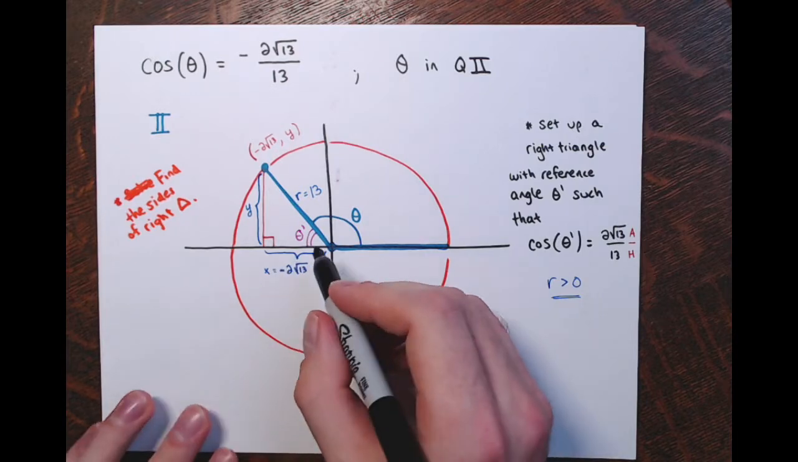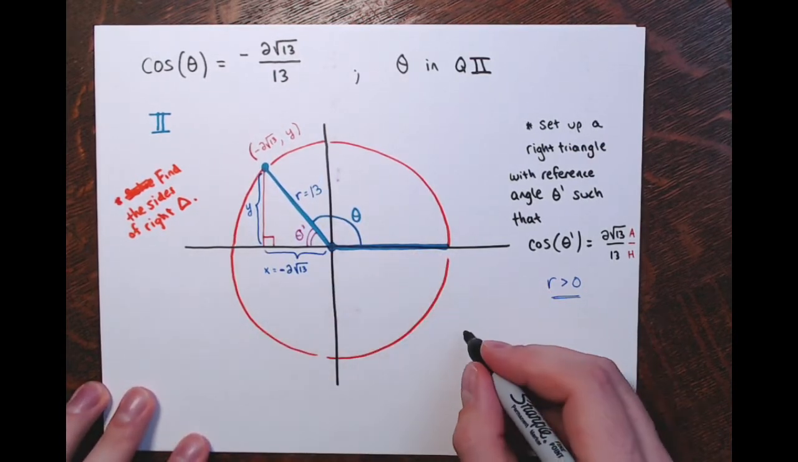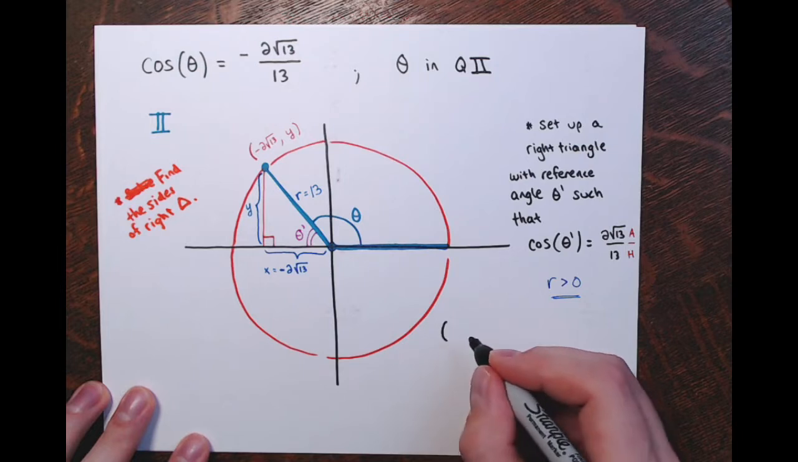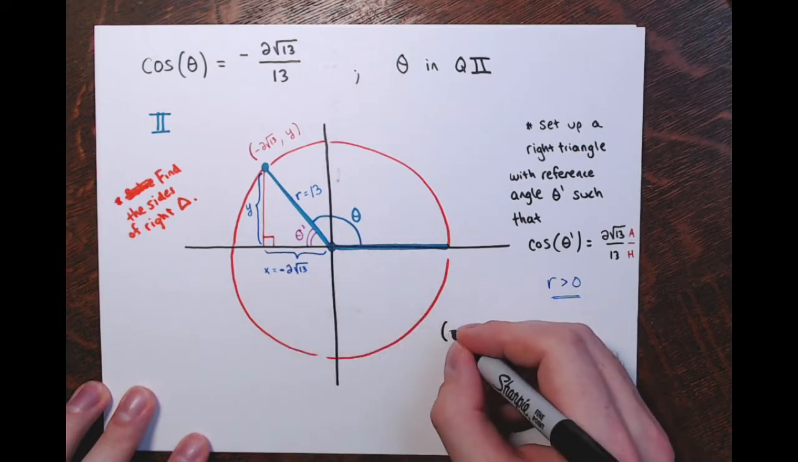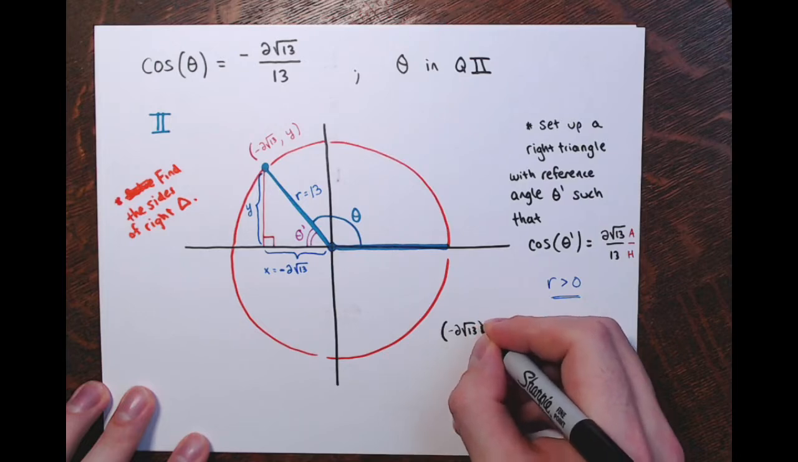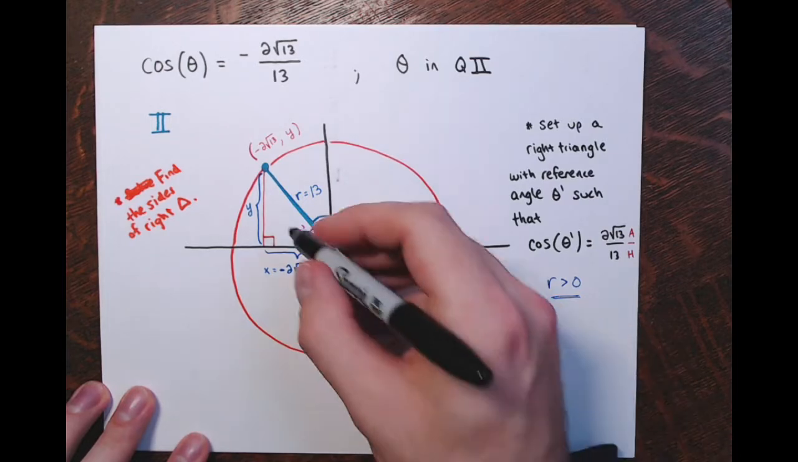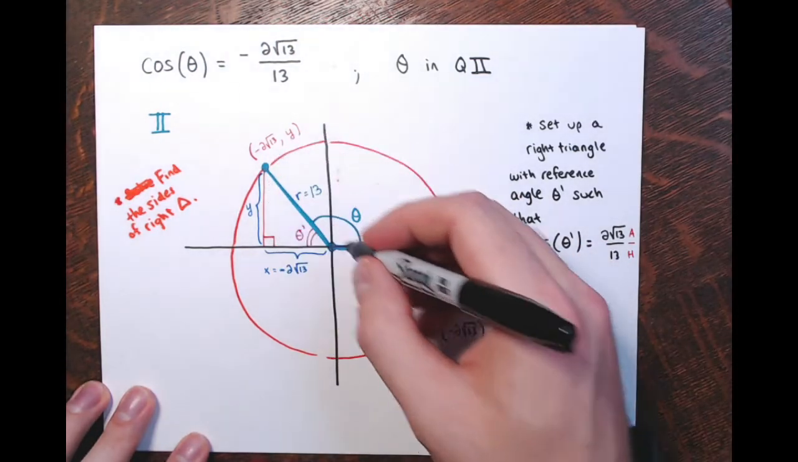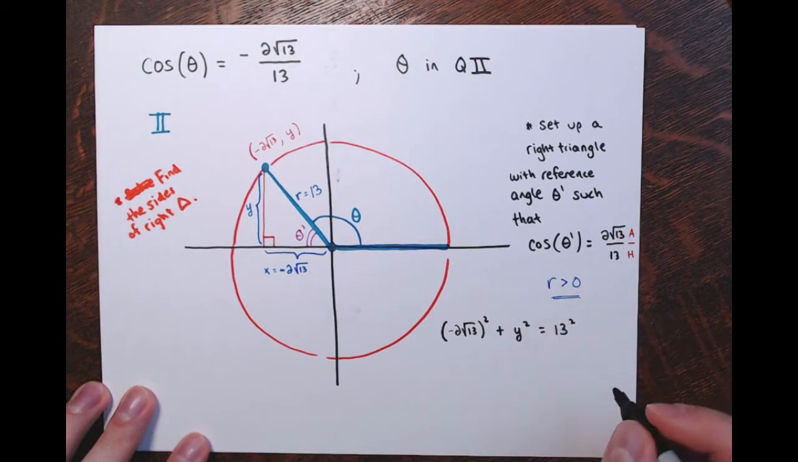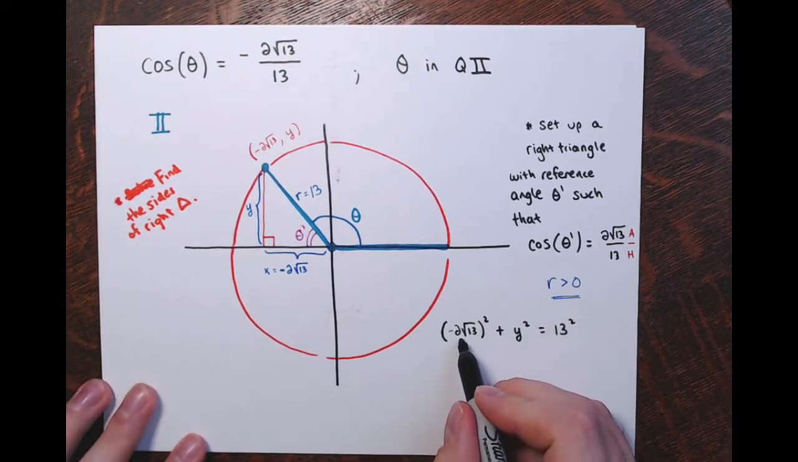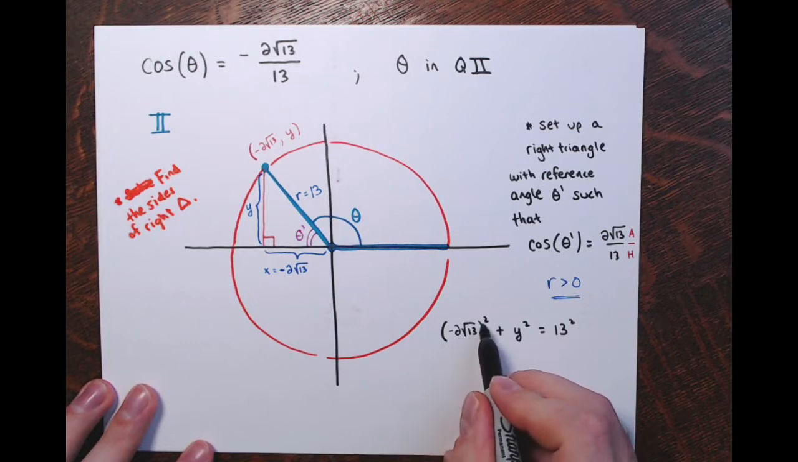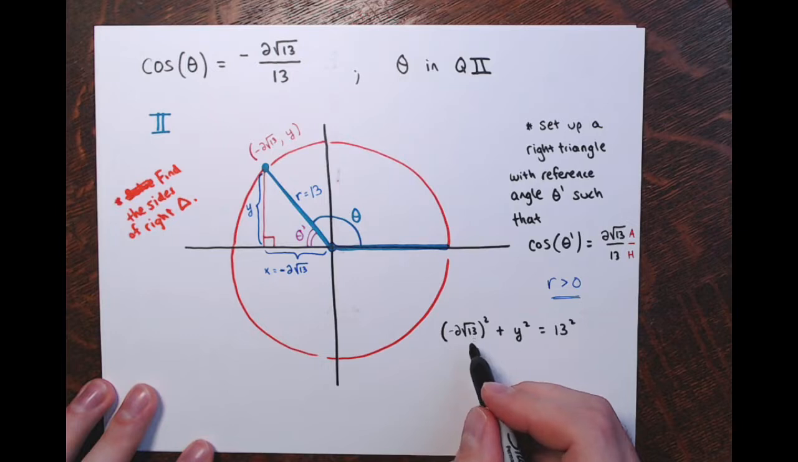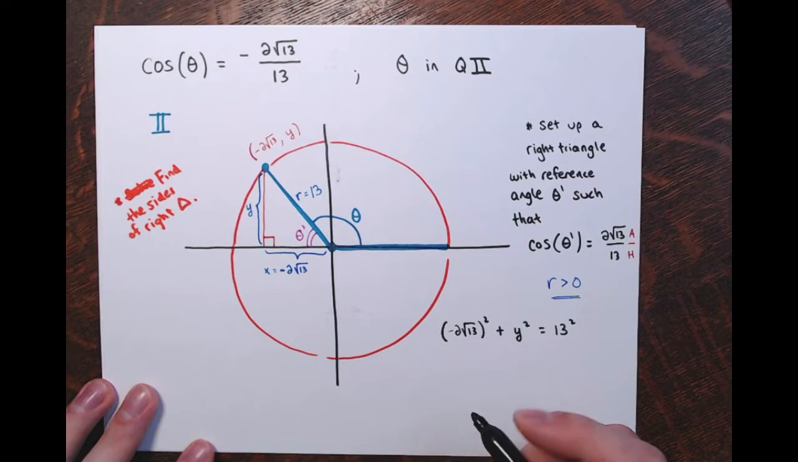In this picture, it doesn't matter if it's positive or negative because I'm going to be squaring it, but I'll write negative 2 root 13 squared plus this y squared equals the hypotenuse, the radius here, squared, 13 squared. Negative times negative will be positive, so it'll be positive 4 times 13. 2 times 2, and then the square root of 13 squared is 13. 4 times 13 is 52.